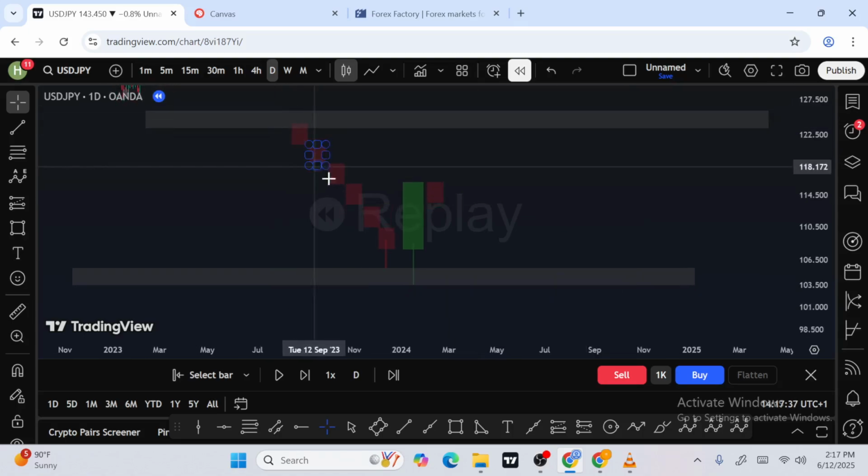Now, this is a downtrend. Boom. Now, let's say you draw a channel on this downtrend.